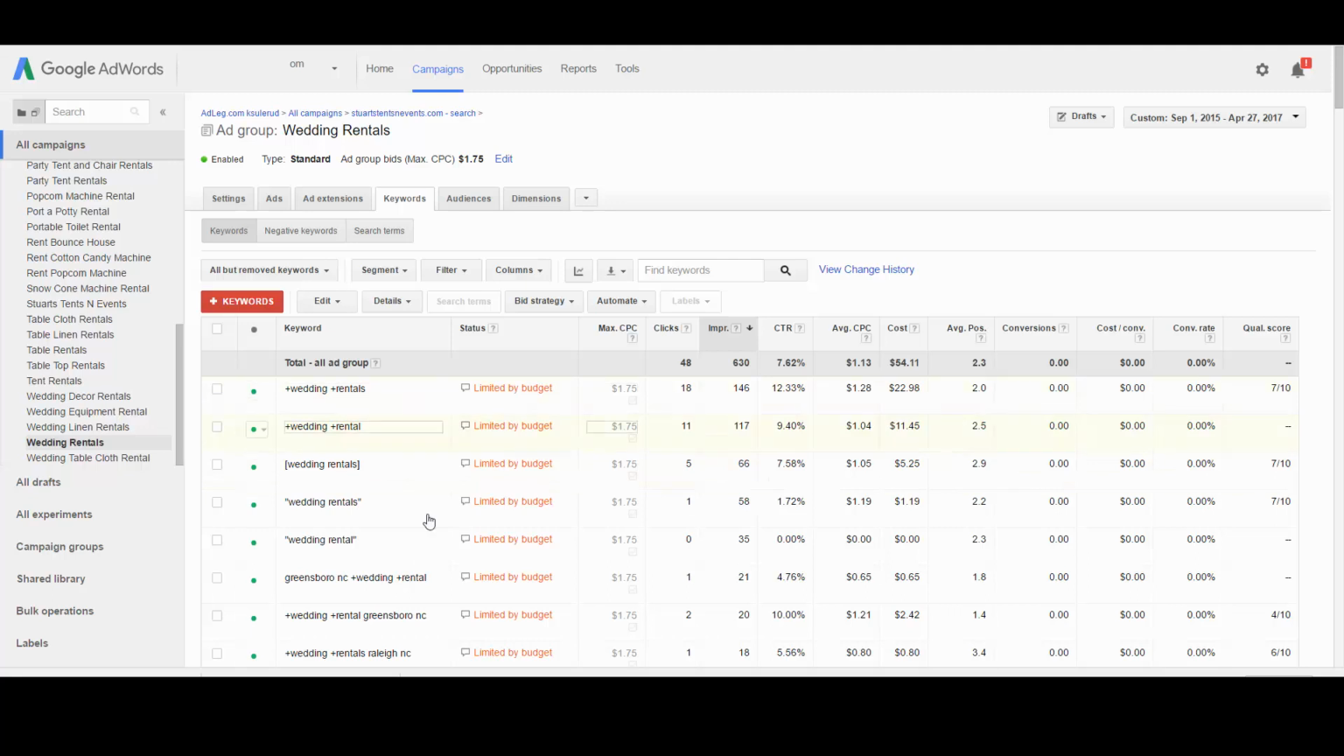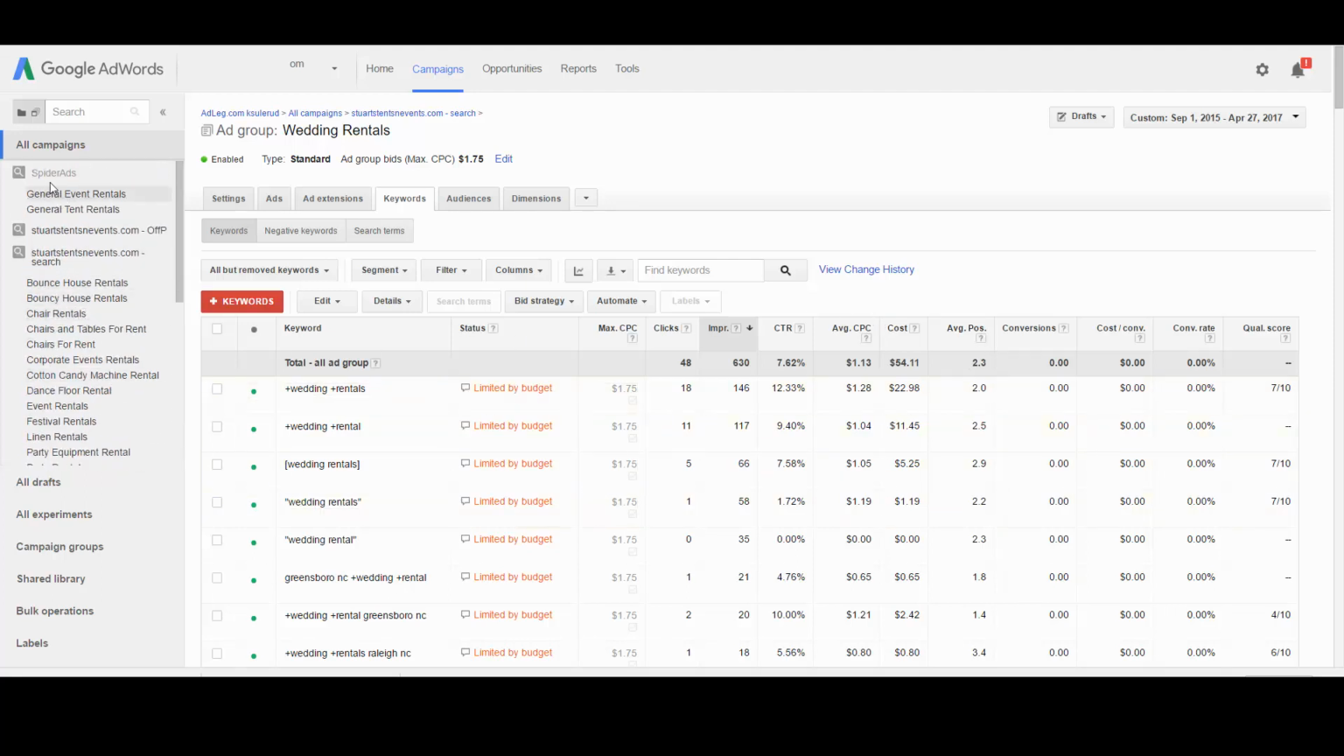Okay, but you can see that by putting wedding rental in its own ad group, the quality score has gone up significantly. The cost per click has gone down significantly while maintaining about the same average position.